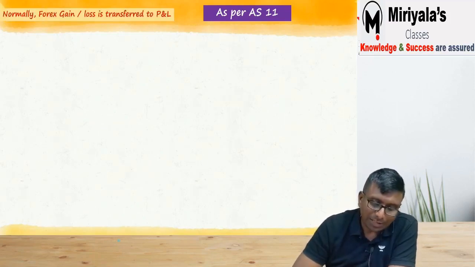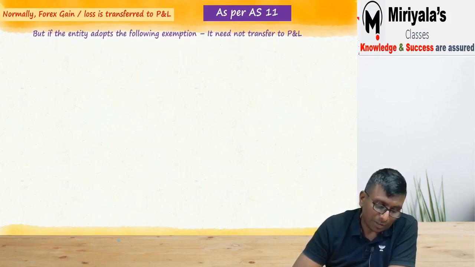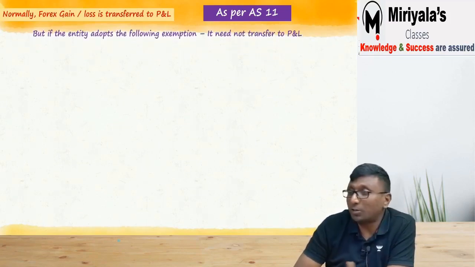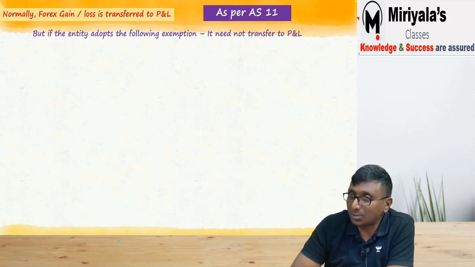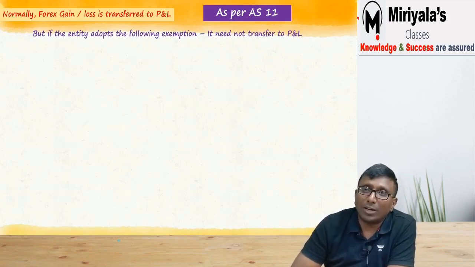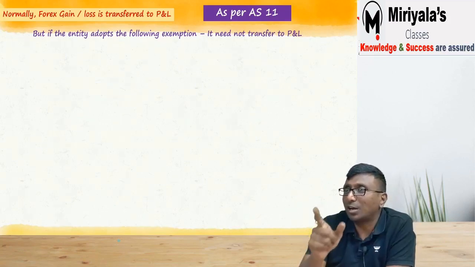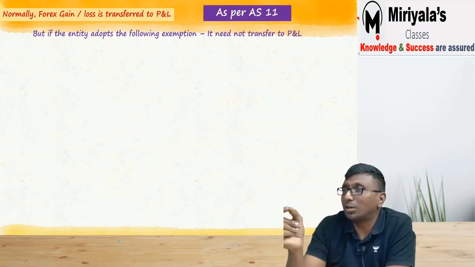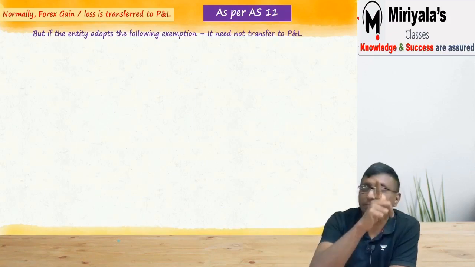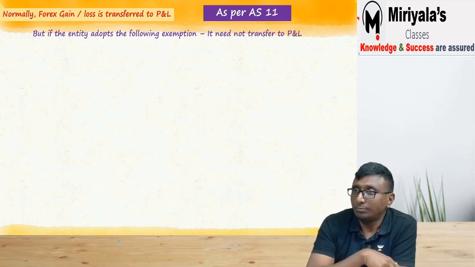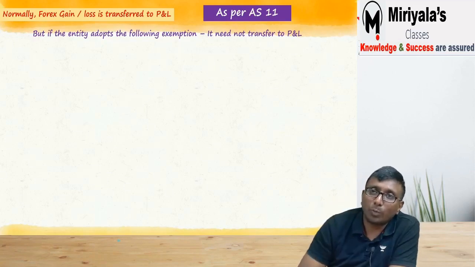What is there in AS 11? Normally, foreign exchange gain or loss is transferred to profit and loss. But if the entity adopts the following exemption, actually two situations are being told. Under those two situations, foreign exchange gain or loss will not be transferred to the profit and loss statement as per AS 11. As per AS 11, it won't go to P&L.